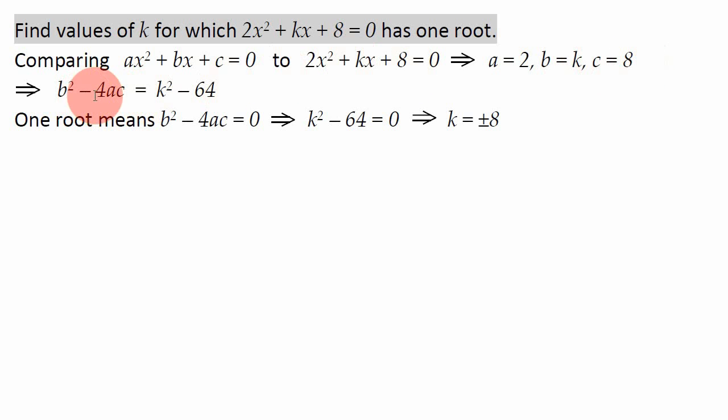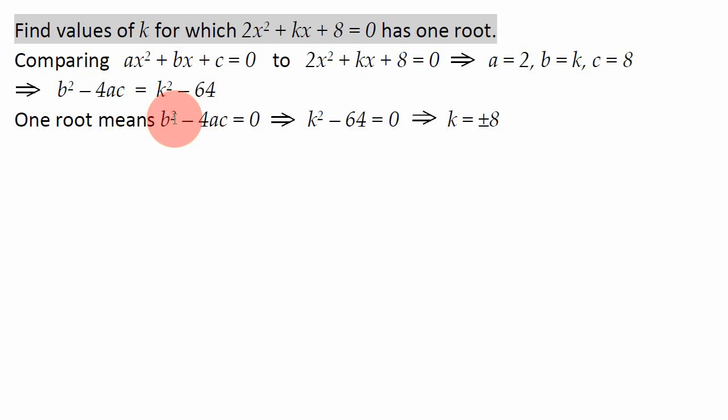Stick that into b squared minus 4ac. That gives you b squared minus 4ac is k squared minus 64. Now, we know that if you only have one root or one solution to a quadratic, that means your discriminant is equal to 0. So that means k squared minus 64 is equal to 0, and therefore k is either positive 8 or minus 8.